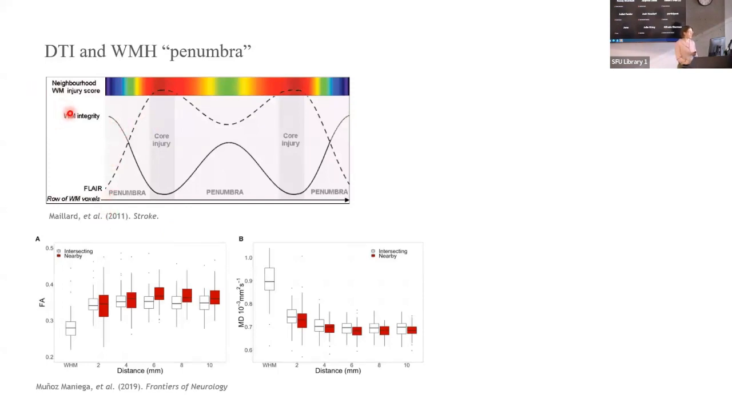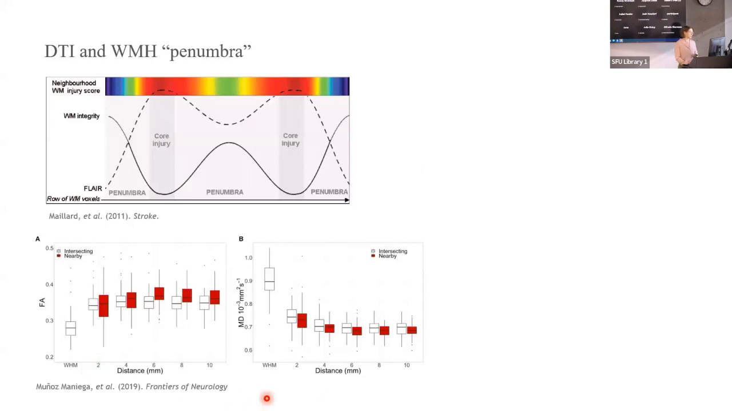This first image is just a schematic of findings from a 2011 study in stroke, where if you look at the core injury or the white matter hyperintensity lesion itself, they're using the term white matter integrity here to refer to fractional anisotropy. So you see FA gradually decline into the white matter hyperintensity lesion itself, and then gradually increase with increased spatial distance from the white matter hyperintensity. But the concept here is that in this penumbral or bordering zone to the lesion, fractional anisotropy is still measurably altered.